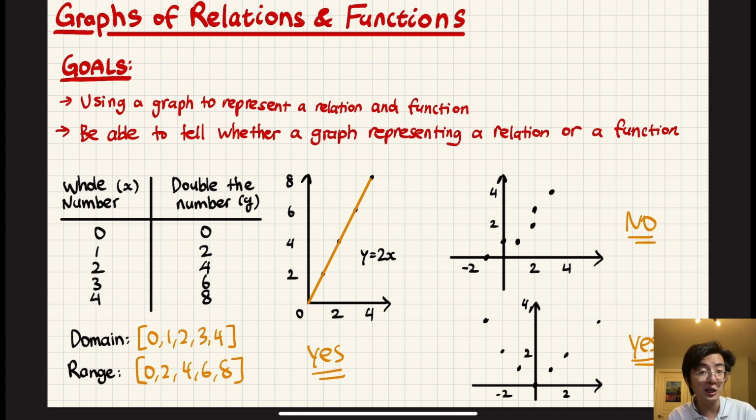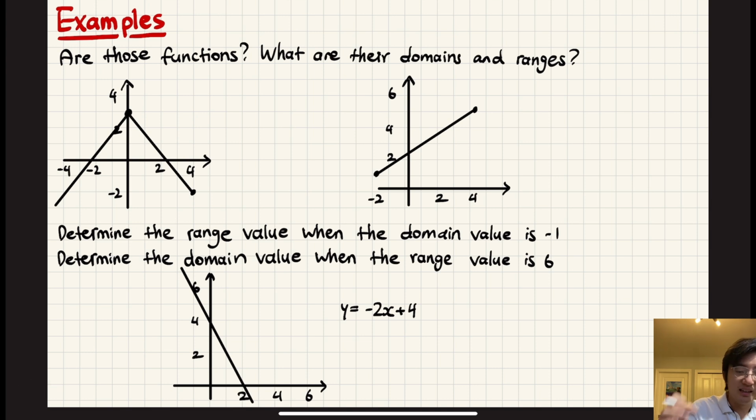Right? Our domain does not include 2.5. It only includes 2 and 3, but not 2.5. So this is why in this scenario, we actually do not connect the dots. So whether or not we connect the dots really depends on the question. So with that being said, let's try some examples.